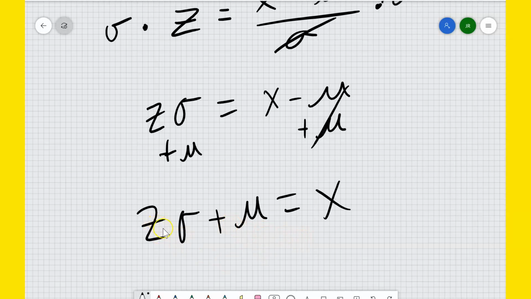You can just multiply z times the standard deviation and then add the mean, and that'll give you the x value associated with that z-score for any particular data set.